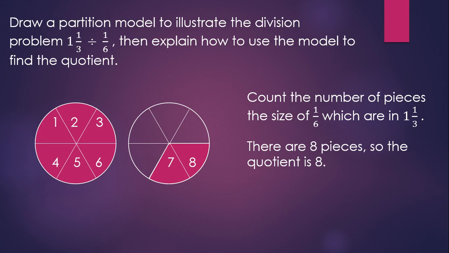To use the model, we say that since there are 8 pieces, the quotient must be 8. There are 8 pieces that are the size of 1/6 inside our 1 1/3. Now we could also find the quotient without using a model by simply dividing 1 1/3 by 1/6, and we'll also have a quotient of 8.